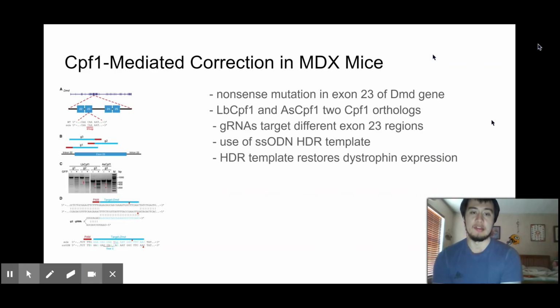After completing the HDR mediated mechanism, they introduced 4 silent mutations in the T7E1 restriction site that allowed for genotyping, and the high sequence similarity between the HDR template and the cut DNA strand allowed for repair, and this repair was found to restore dystrophin expression, confirming that a CPF1 mediated mechanism can effectively correct dystrophin expression in MDX mice.